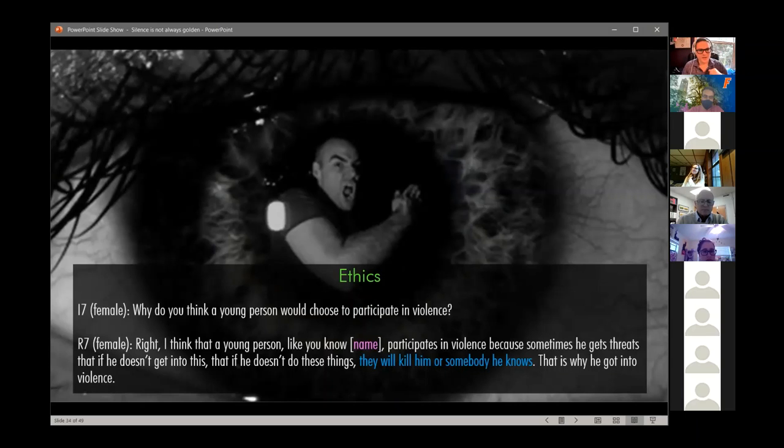So why do you think a young person would choose to participate in violence? You know, the key here is that this individual, when she responds, she gives names, she gives community names, she talks about specific people. And I have that all recorded, right? And it's not just her. It happened a lot. I could tell you where gangs are located in the rural areas.